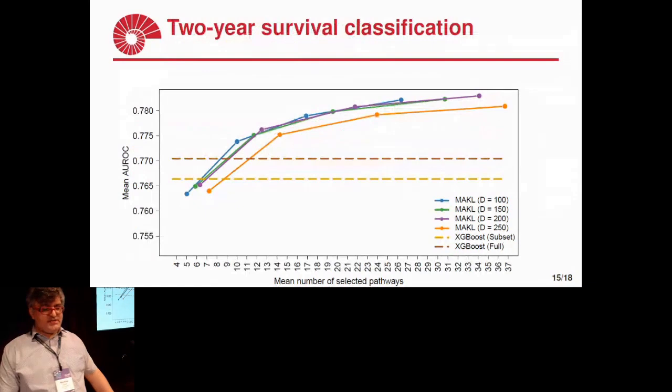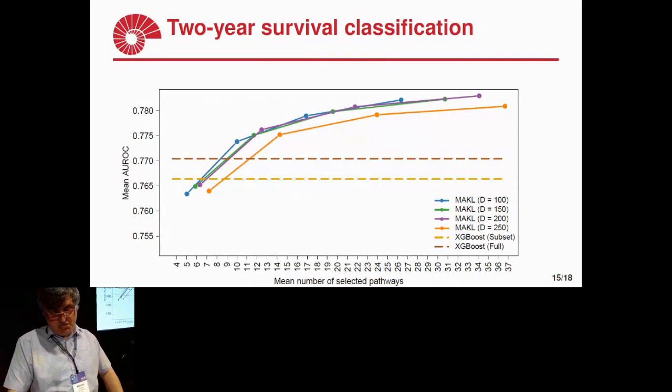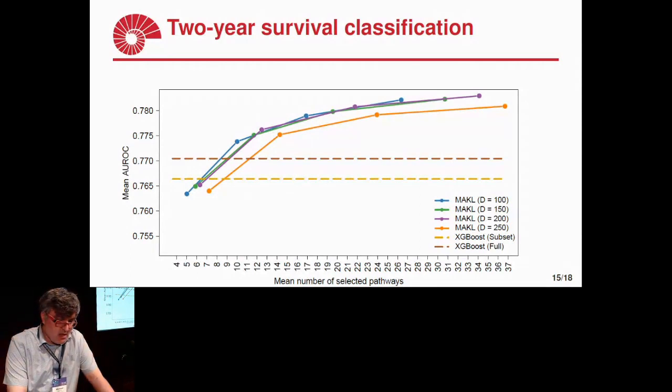We have very similar results for 2-year survival classification, even better results. We are able to reach XGBoost's predictive accuracy using just 10% of the pathways. And if you use a little bit more than that, you can easily beat XGBoost's predictive accuracy on this 2-year survival classification problem. There are also other results which are reported in the supplementary material of our paper. You can check them later if you want.